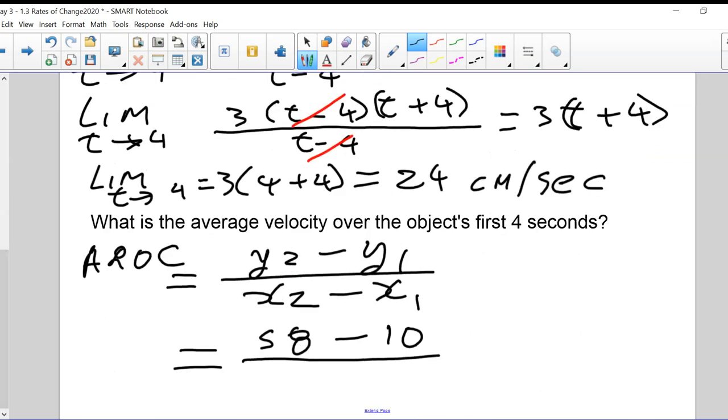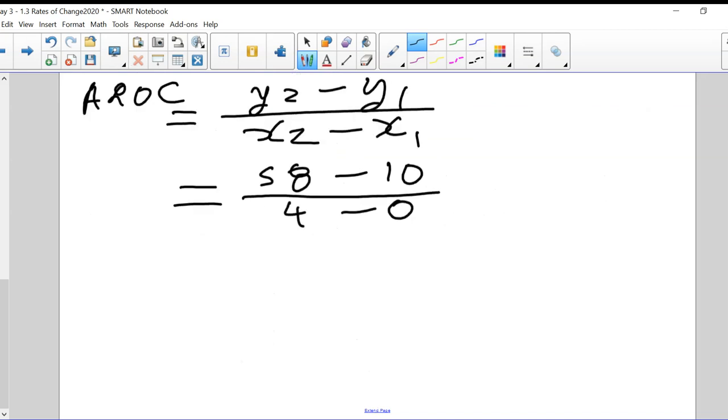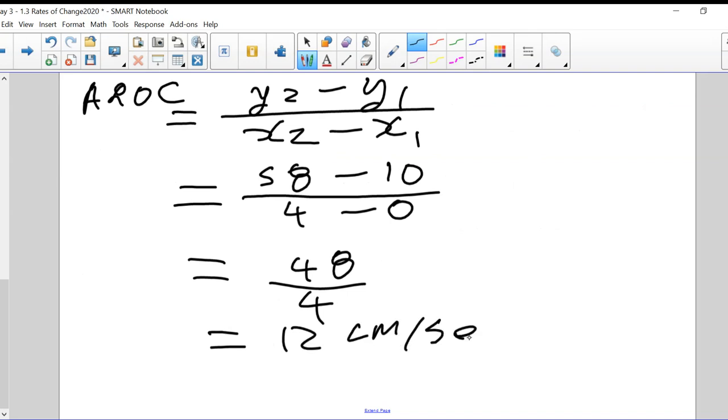divided by what value gives us the 58? Well, it was 4 seconds. Minus what value gives us the 10? Well, you answer that question. What value of x did I put in to get the 10? Put in 0, absolutely. So that works out to be, what is that? 48 over 4. And in my world, that's equal to 12 centimeters per second.